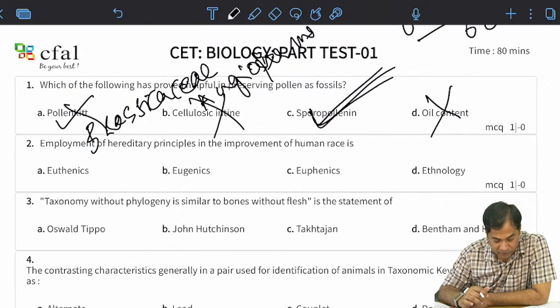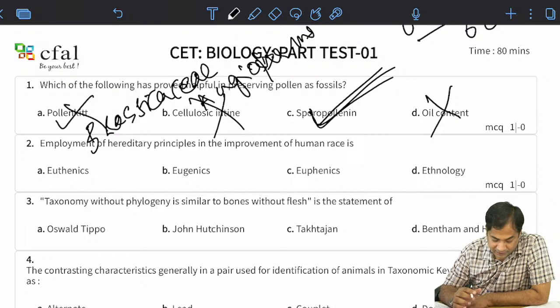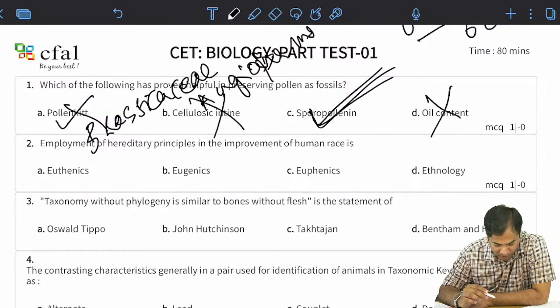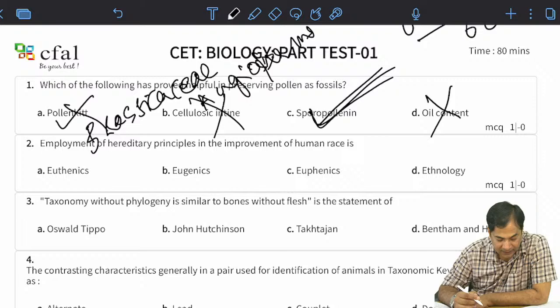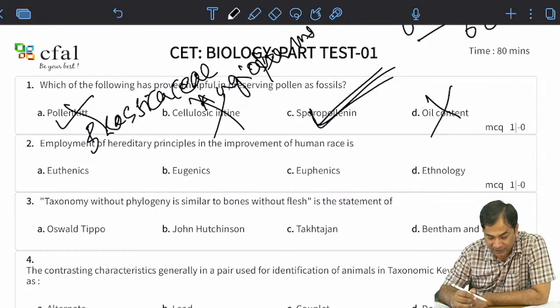Okay, so we are going to discuss now the second question, that is, employment of hereditary principles in the improvement of the human race is. They have given 4 options here. When we get such questions and see such words, we get to learn so many things. Some students might not have heard what eugenics, euphenics and even ethnology are. So let us discuss one by one now.